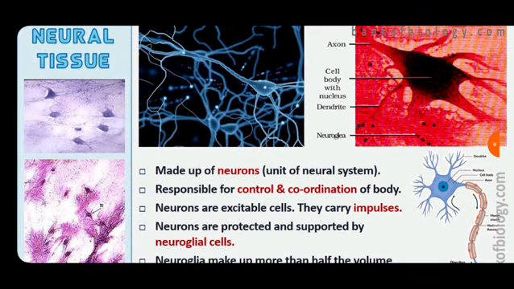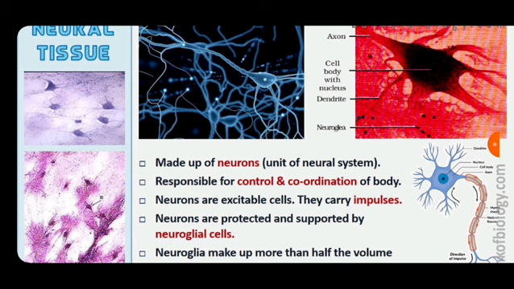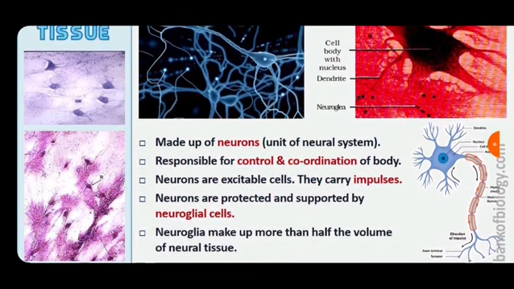The neural tissue is spread throughout the body. The unipolar neuron, bipolar neuron or multipolar neuron are spread throughout the body and responsible for the control and coordination of the body. The neurons are excitable cells. They carry or transfer the impulses. They are protected and supported by the neuroglial cells. Because of the presence of the neurons in the nervous tissue, the body gets the sensation.